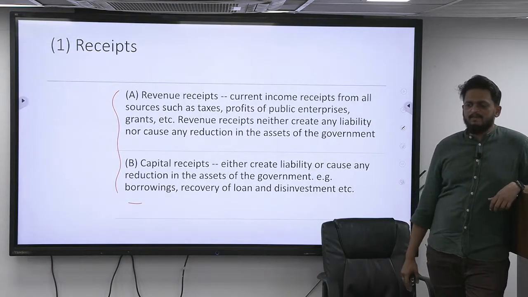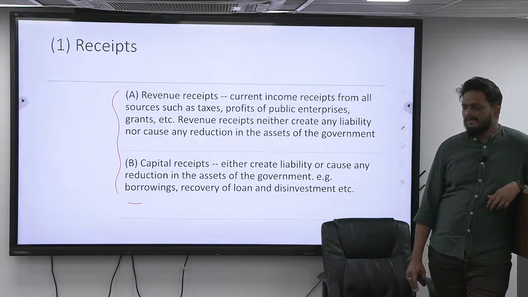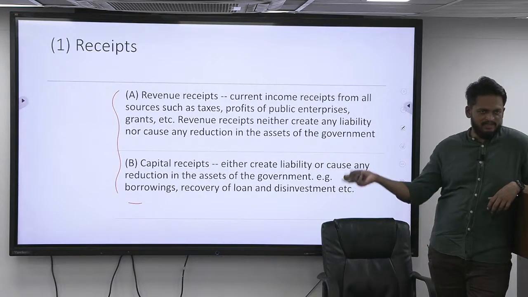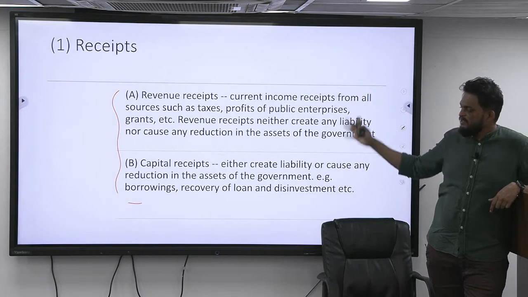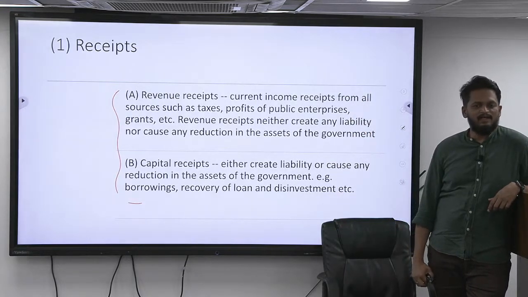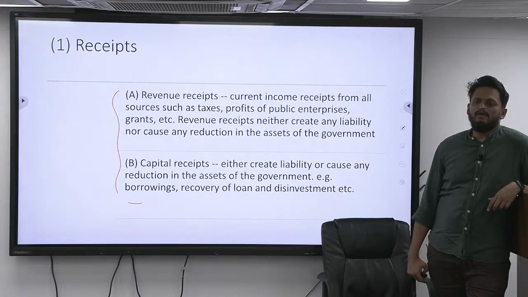From central government's perspective, what was this loan? Central government had given a loan to state government. Now it has received it back. Will it come under revenue receipt or capital receipt? Why will it come under capital receipt? When they had given this loan to Karnataka government, was it an asset or a liability?